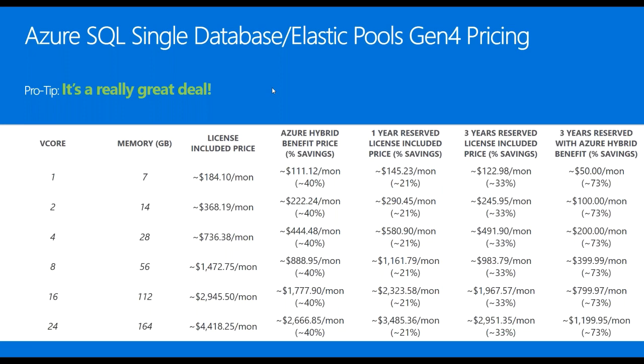So if I want to deploy a database that requires 2 cores and 14 gigs of memory, what does it cost? Well, it depends. If I don't do anything else, the most expensive way to buy this is to put my credit card onto the portal on Azure, spin up an Azure subscription, and then spin up an Azure SQL database. And if I do that, I'm going to pay $368.19 per month to run that particular database in Azure or an Elastic pool as well.